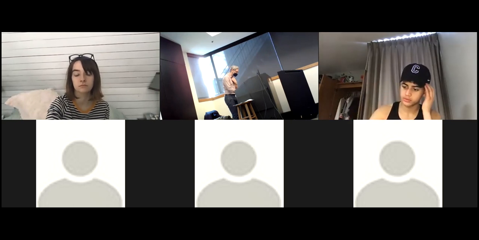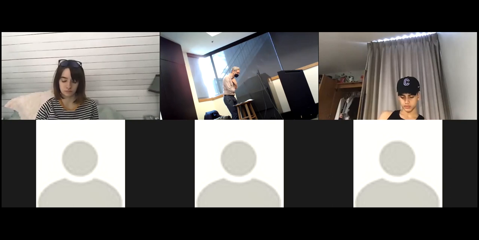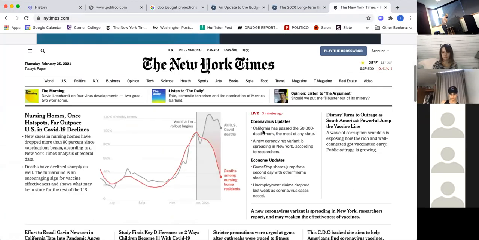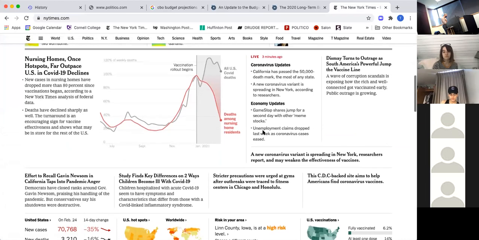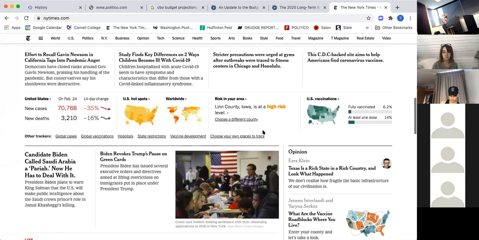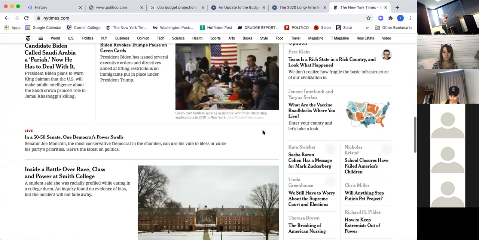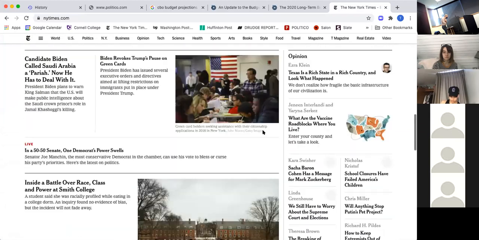Let's look. All right. So we have stuff on the coronavirus, right? Blah, blah, blah. This is actually not as high as it was yesterday. Oh gosh, dang it. Okay.